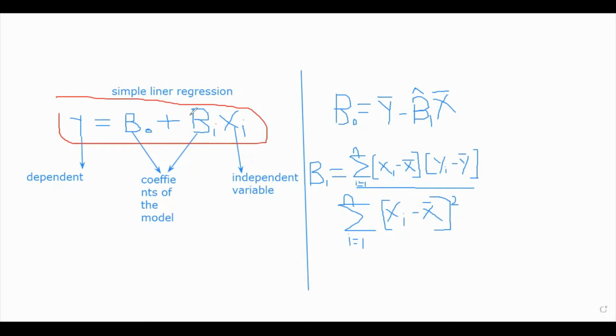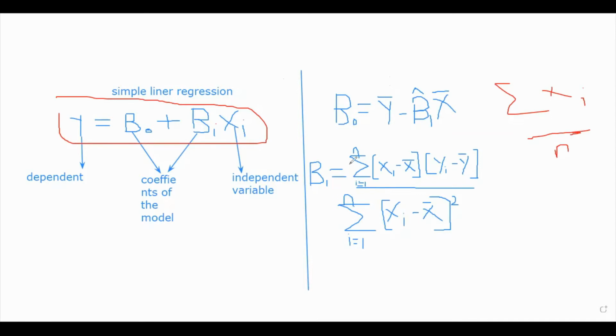For example, finding beta naught, we usually say beta naught equals y bar minus beta 1 times x bar. And what is x bar? X bar is the mean of the xi's, where you get the mean of the xi's by taking the summation of xi's over n. Likewise, y bar is the mean of the yi's.